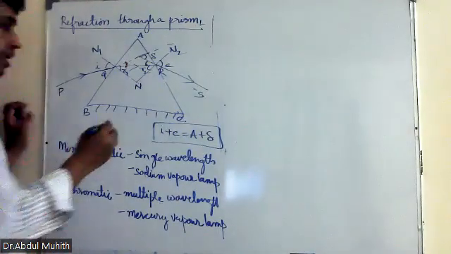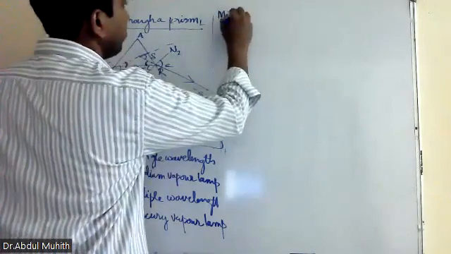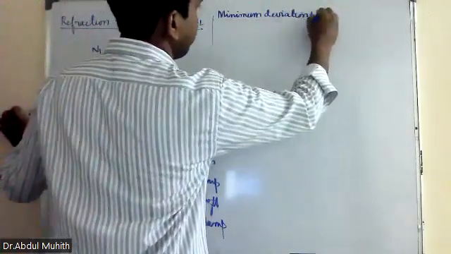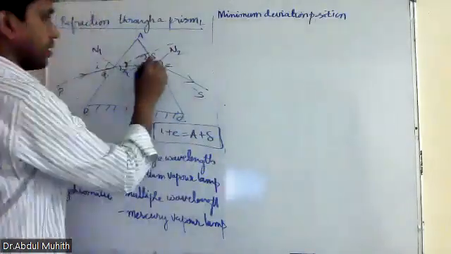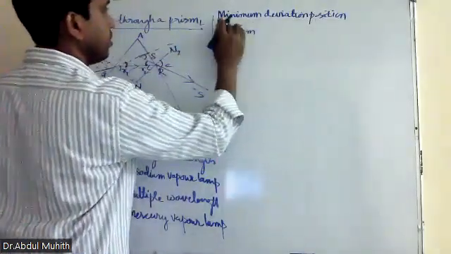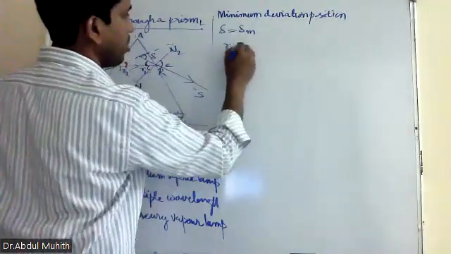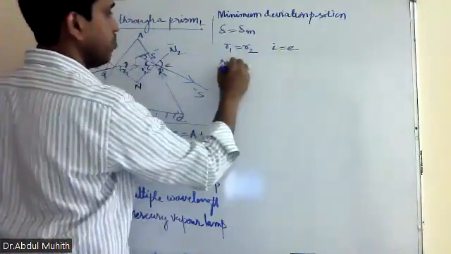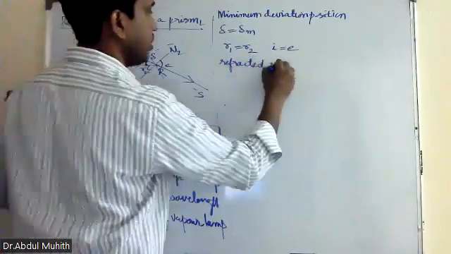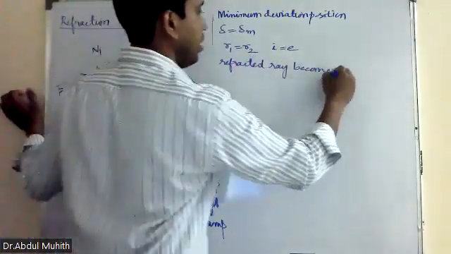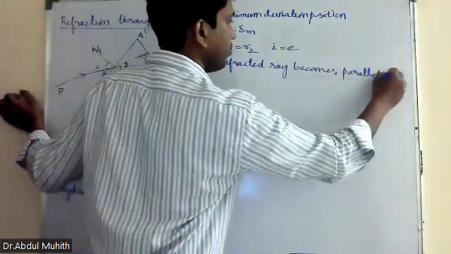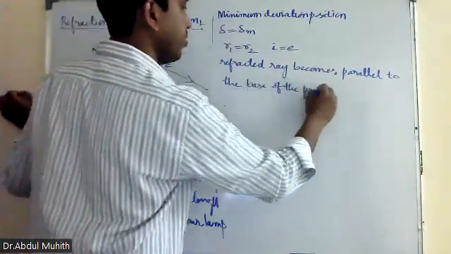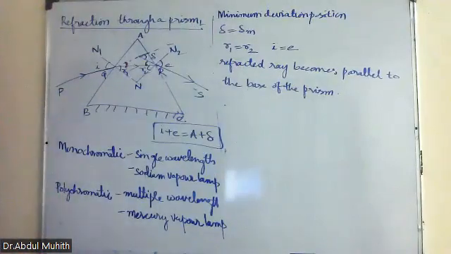In the minimum deviation position, what will happen? This is said to be delta M. This delta will be equal to delta M. In that case, angle R1 will become equal to angle R2, and I will become equal to E. The refracted ray will become parallel to the base of the prism. Is that clear?